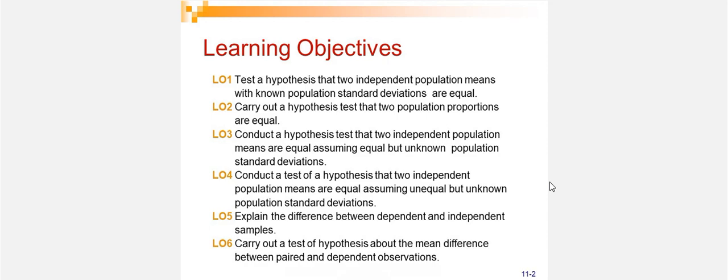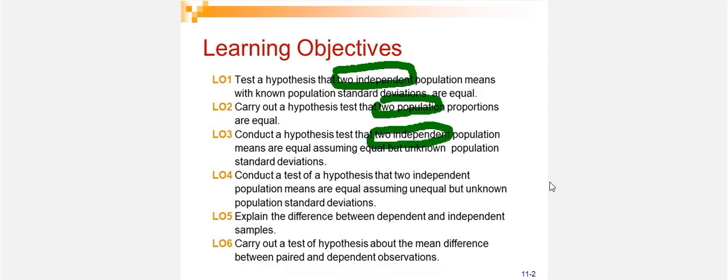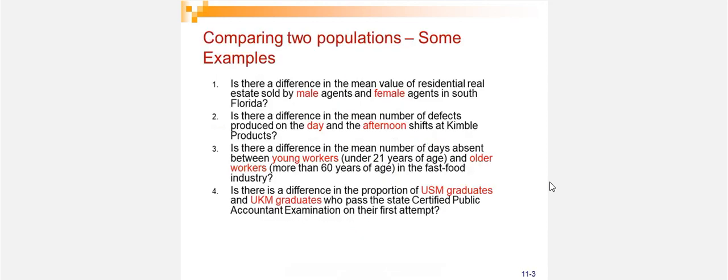Okay, two independent group. Group A or Group B. That means we do the hypothesis of two population. Then two independent population that we unknown the standard deviation. Then about the two independent population, unknown standard deviation, unequal population. So about dependent and independent sample. Then about hypothesis of pair and dependent observations. Okay, that means this topic we learn that we have two groups compared to one hypothesis, only one group.